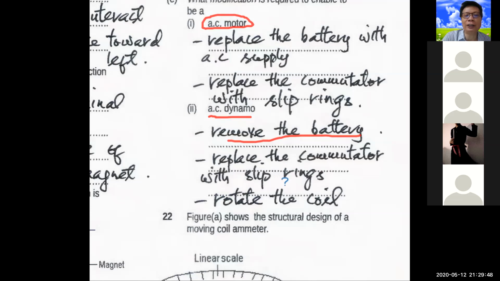Very good answer. Anne, who are you? Anne. Put Anne. Okay, correct. The dynamo is to change mechanical energy to electrical energy. Yes, correct. Okay, very good.